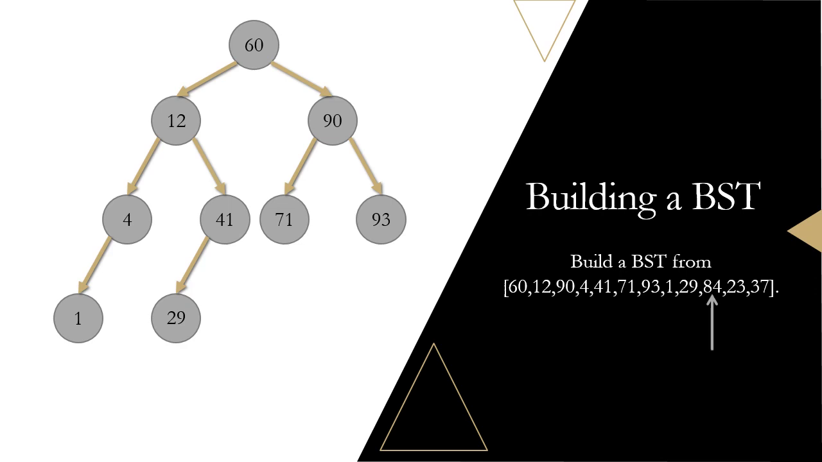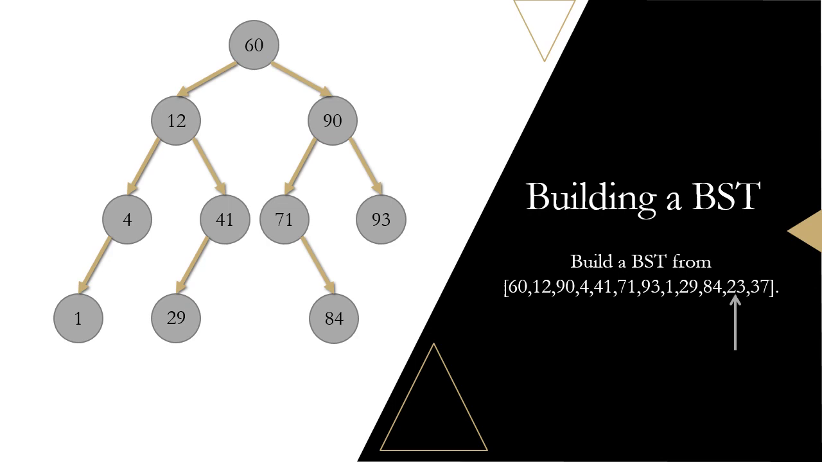Then I have 84. Start comparison with the root. 84 is greater than 60. Move to the right. Come to 90. 84 is less than 90. Move to the left. Come to 71. 84 is greater than 71. Move to the right, but there is no right child. So make 84 the right child of 71.